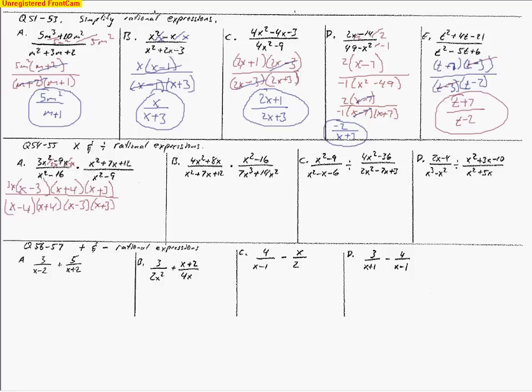Now just take out those common factors. So you see how the x minus 3's will disappear, x plus 3's, x plus 4's, and so all we have left is that 3x on top, and down below an x minus 4. That would be our answer.